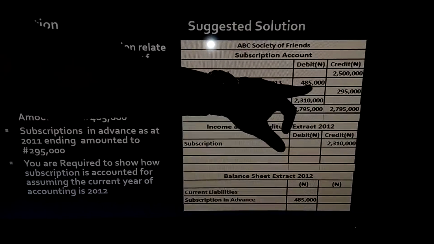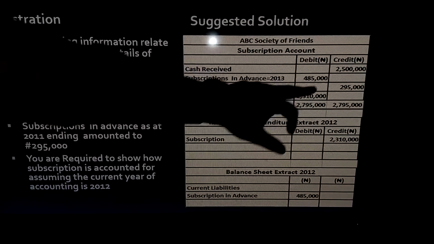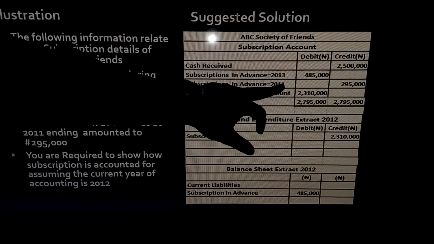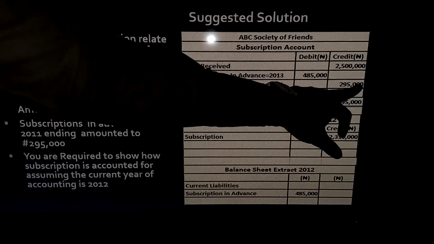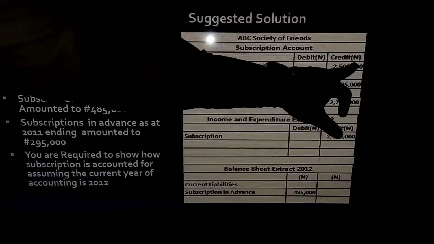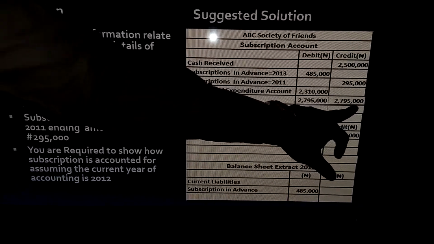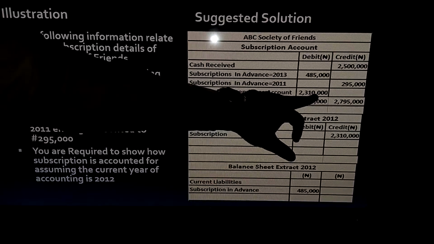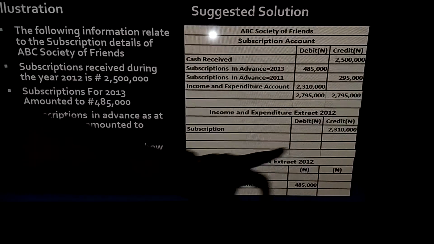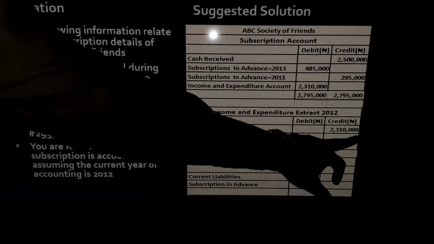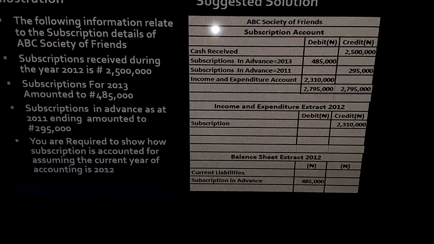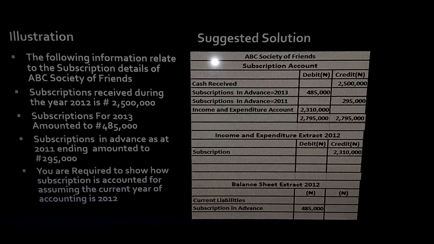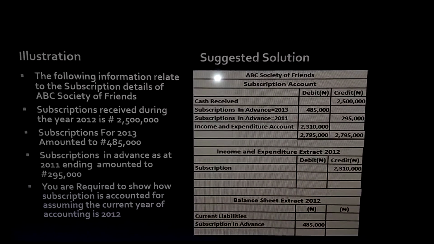So we have 485,000 we're deducting. Now the one at the beginning of the year 2012, which is the end of 2011, we are adding. That's why you have it in the same place, 2.5. So 295 plus 2.5 will give you 2,795. 2,795 minus 485, the balancing figure is going to be income and expenditure. So we have the income and expenditure extract here. Subscription will be 2,310,000. So by the year 2012 balance sheet, we are still owing members 485,000 because it is paid for 2013 in 2012.